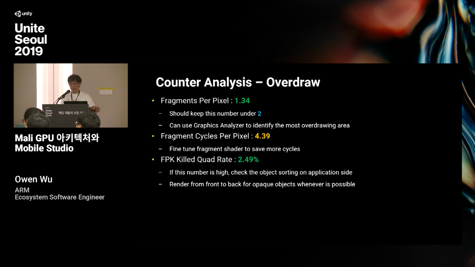If the number is high, you may need to check your object sorting and keep rendering from front to back for opaque objects whenever it's possible.